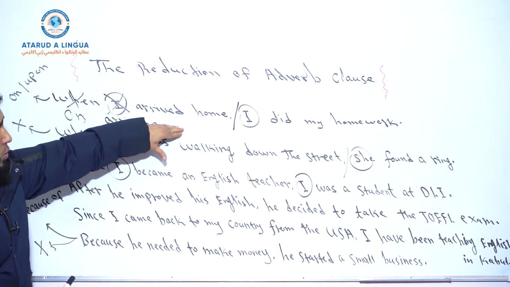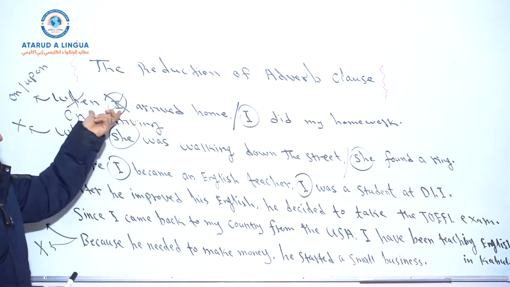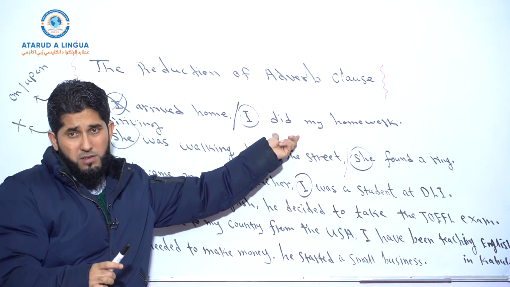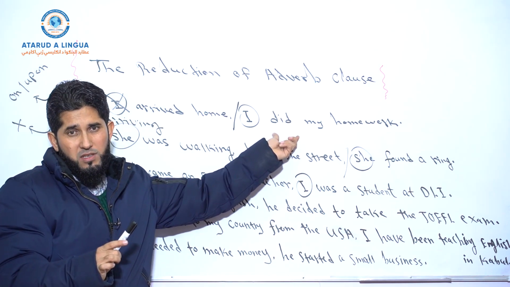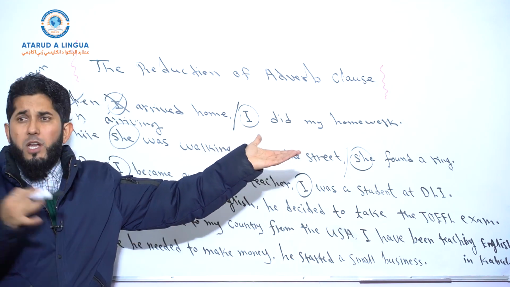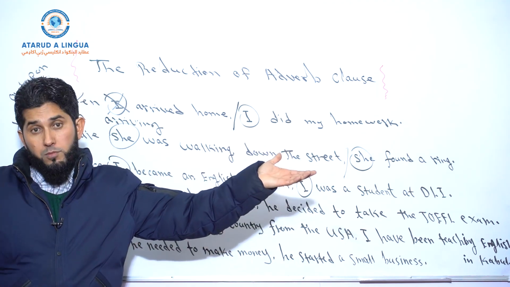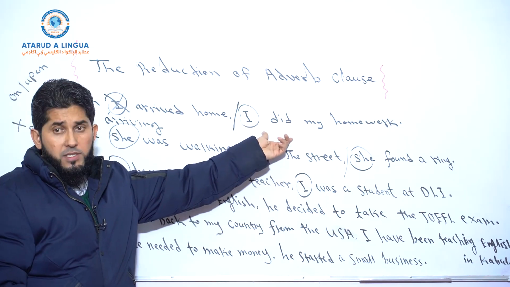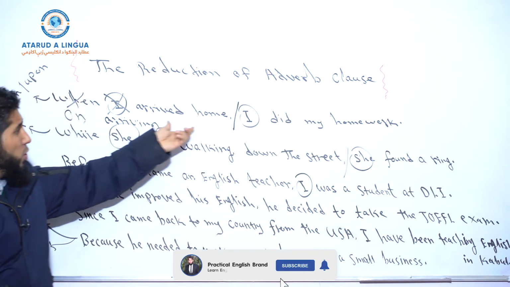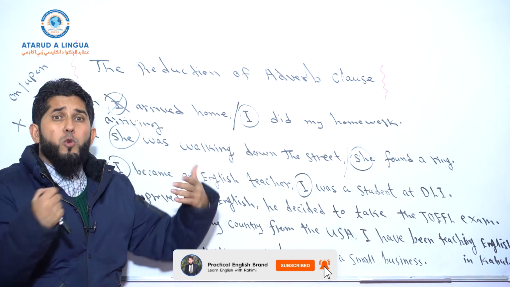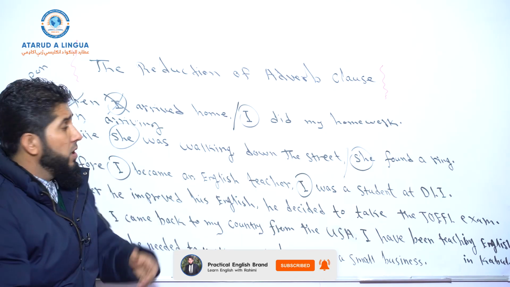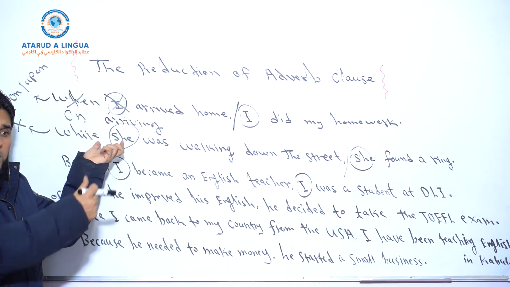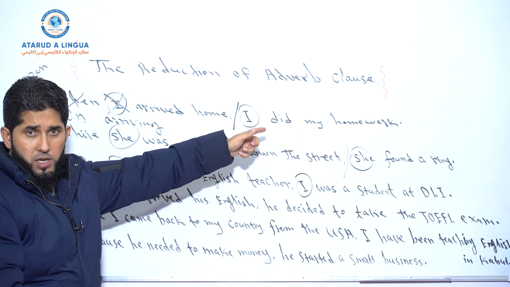When I arrived home, I did my homework. Adverb clause of time shows the time of an action in its main clause. So now the question is, when did I do my homework? When I arrived home. So adverb clause of time shows the time of an action in its main clause. And the same thing, on arriving home, I did my homework. Again, the question is, when did I do my homework? On arriving home, I did my homework. So this modifying phrase has the same job, okay?